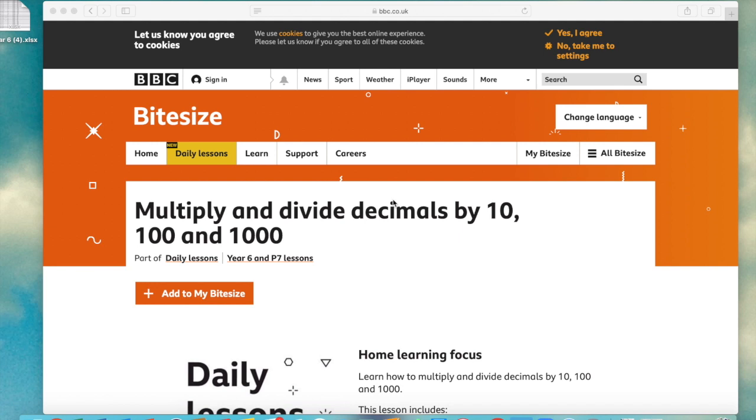Morning everyone. This morning we're going to be multiplying and dividing decimals by 10, 100 and 1000, as you can see by the title here. Now, the only thing different here than any lesson that you've probably done about 5 times in the last couple of years is we're multiplying decimals rather than multiplying whole numbers by 10, 100 and 1000.